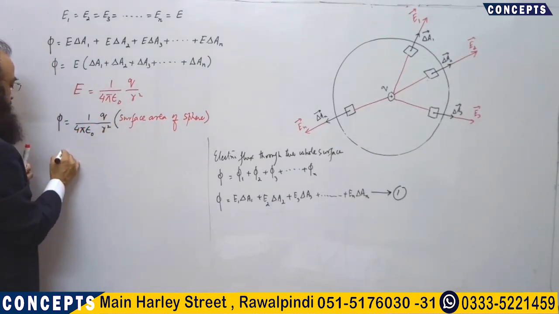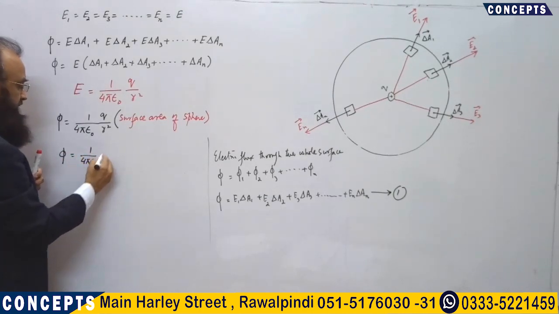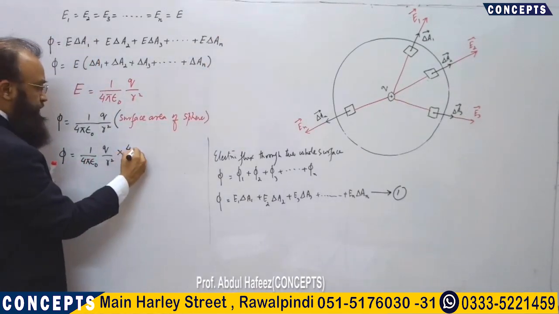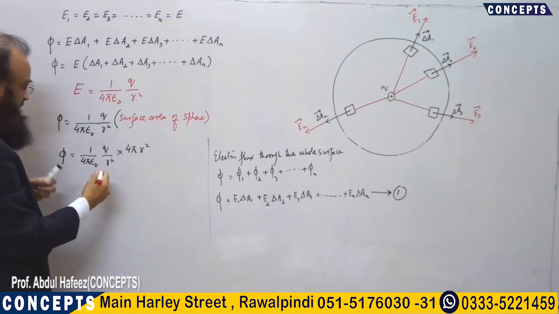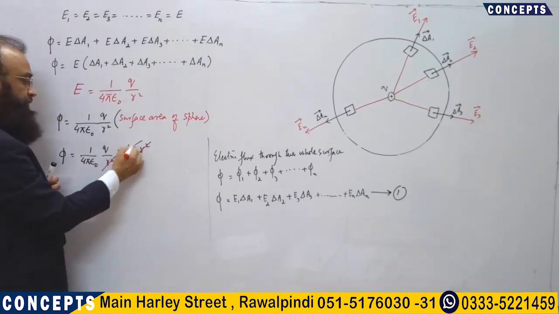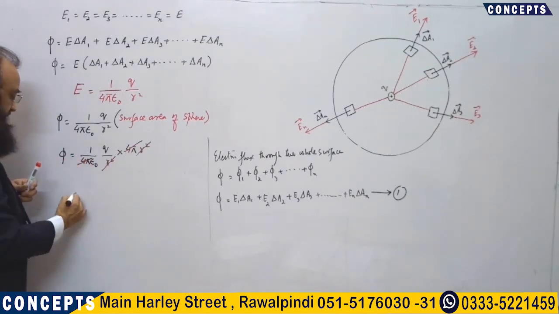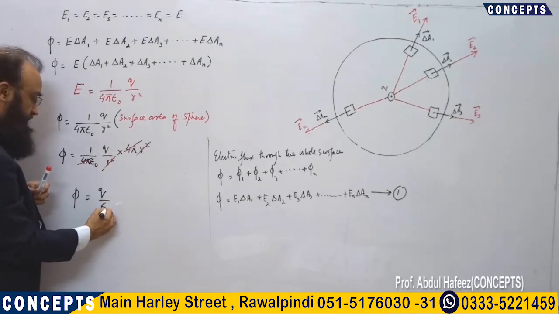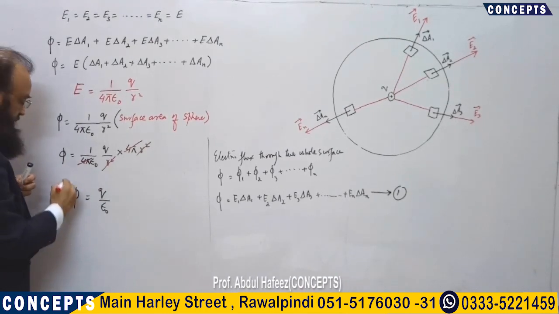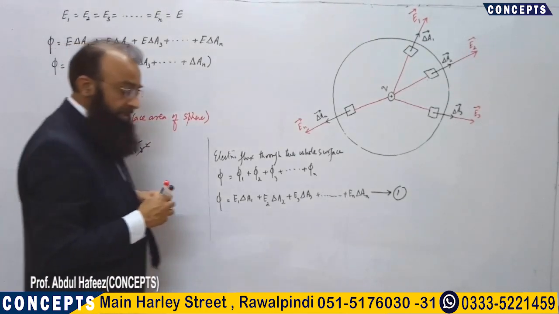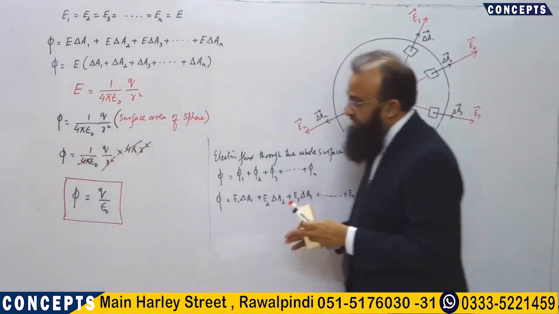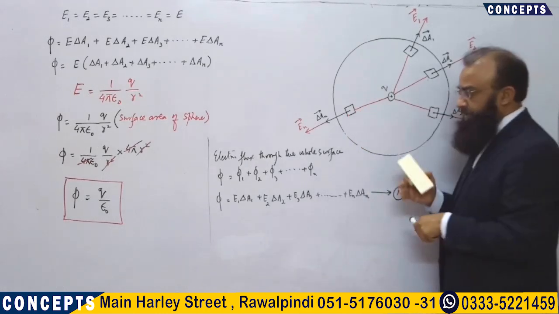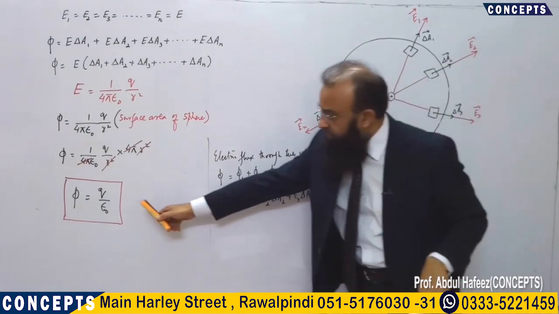So phi is equal to 1 over 4 pi epsilon naught Q over R square, and the formula for the surface area of a sphere is 4 pi R square. Solving this, R square and R square cancel out, 4 pi and 4 pi cancel out, so the result becomes phi is equal to Q over epsilon naught. So students, this is the electric flux due to a point charge which was enclosed in a sphere, which was a closed surface. Now students, just look at this formula.